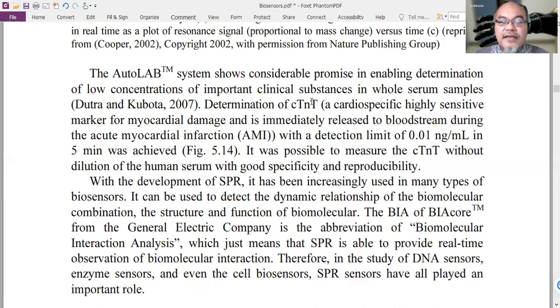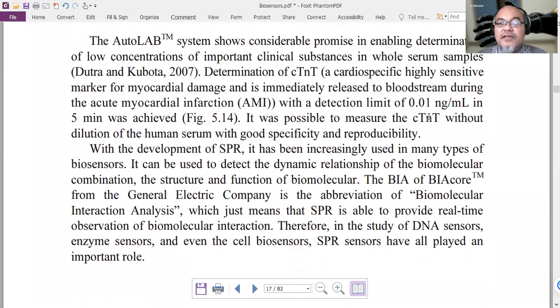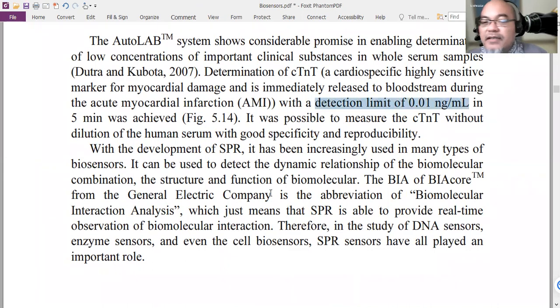It determines cTnT, a cardio-specific marker, a highly sensitive marker for myocardial damage released into the bloodstream during acute myocardial infarction, with a detection limit of 0.01. Remember the definition of detection limit? The limit of detection is basically a resolution, similar to resolution. The response time is 5 minutes.